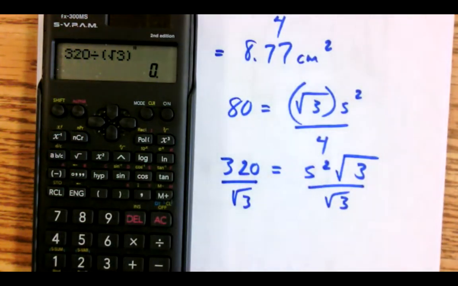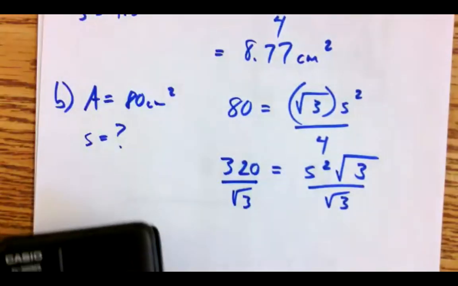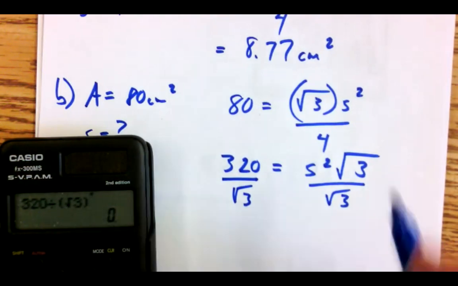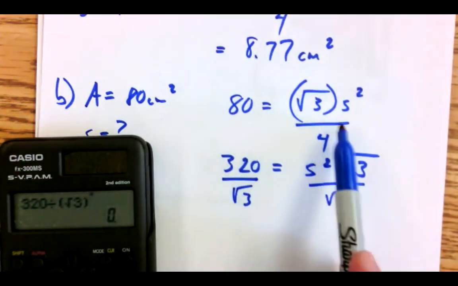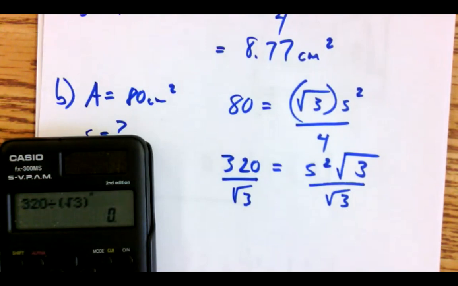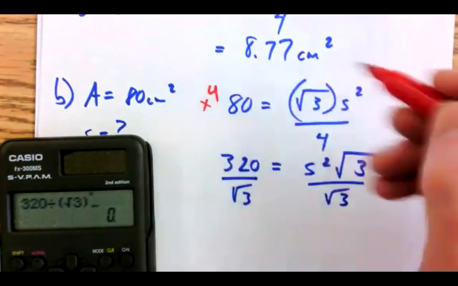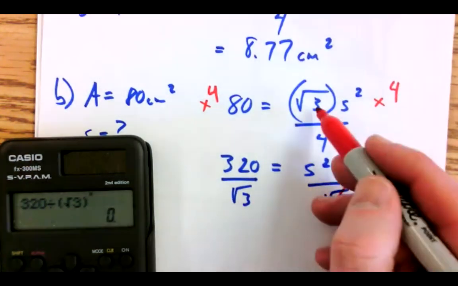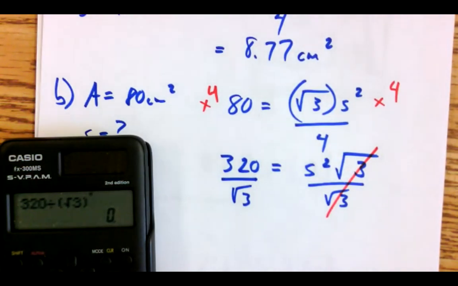Wait, it's over 4? Oh yeah. No, see what I did here, I kind of skipped a step. I multiplied both sides by 4. That's why the 80 is now 320 and the 4 is gone. And how did you get the root of 3? Because I divided both sides by root of 3 because I want to cancel it from over here. Does that make sense? Thank you for stopping me. Stop me more when necessary.